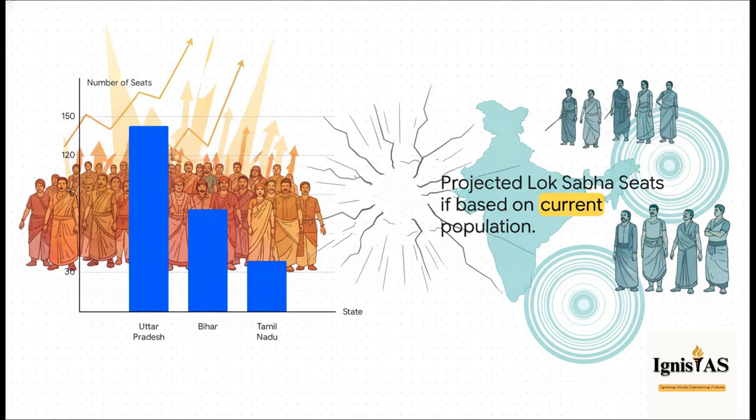Take a look at this, because this chart gets right to the heart of the whole controversy. If we were to reallocate parliament seats based on today's population, you'd see northern states like Uttar Pradesh and Bihar get a huge surge in their number of representatives. At the same time, southern states, which ironically have been more successful at controlling population growth, would see their influence shrink. This potential power shift, well, it's the political earthquake that everyone is bracing for.